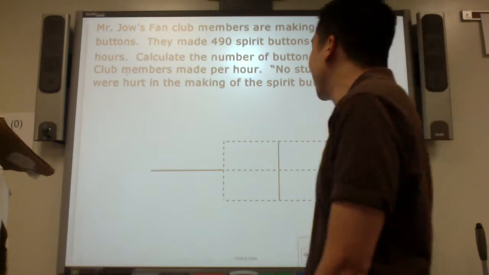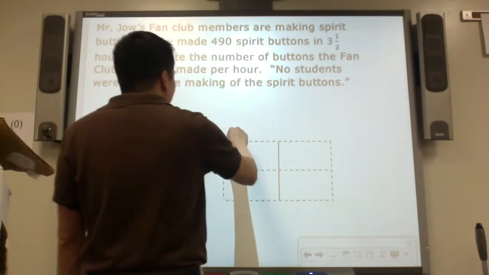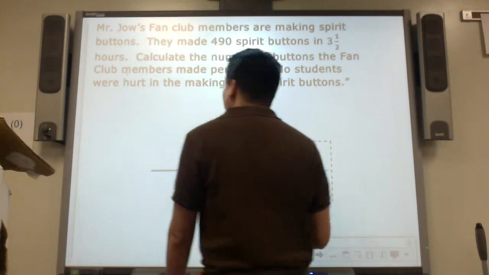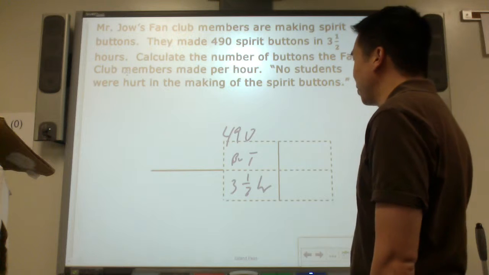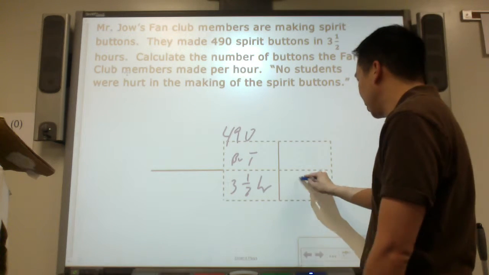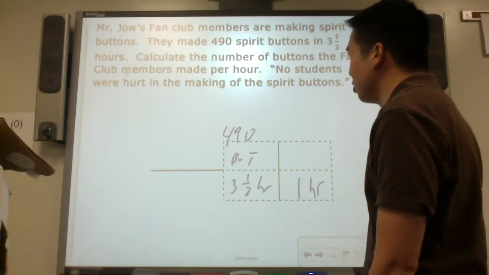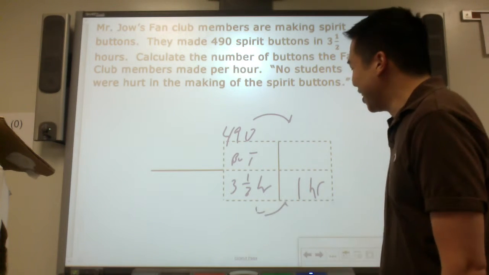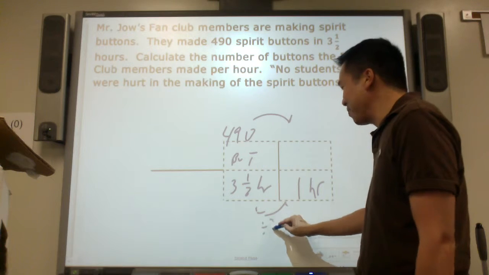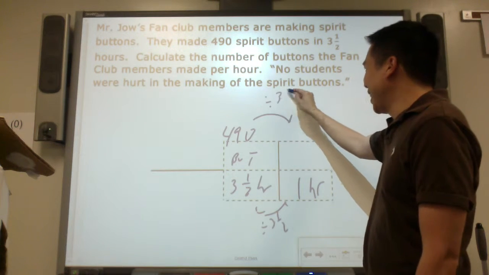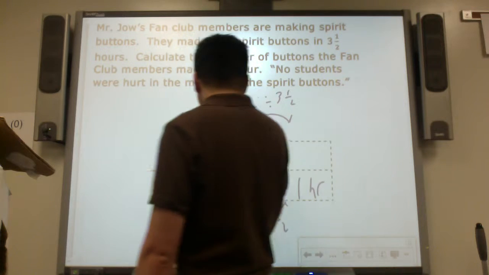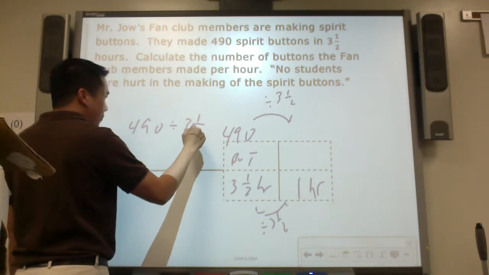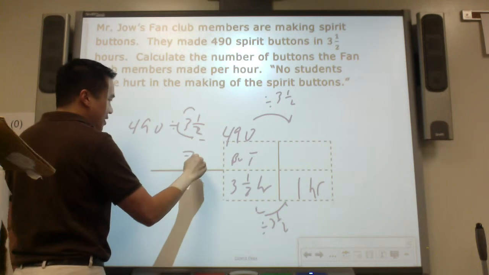Mr. Joe's fan club is making spirit buttons. They made 490 buttons in 3.5 hours. Calculate the number of buttons a fan club member made per hour. That's for every 1 hour. No students were hurt in the making of the spirit buttons. So I need to break this down by dividing by 3.5. So that'd be 1 hour. So 490 divided by 3.5. Let's turn this to an improper fraction, 7/2.